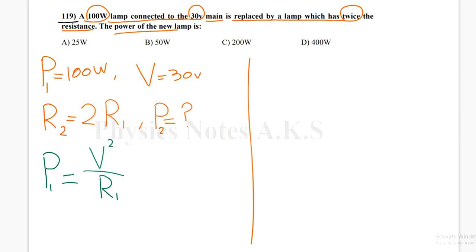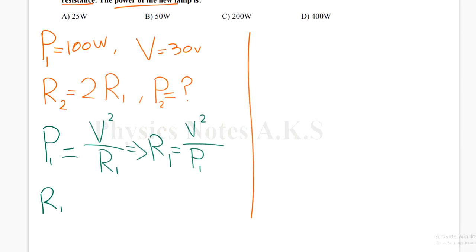R1. Okay, I have the P1, I have the V, so I can find R1, which is V squared over P1. Which is going to be here R1. Okay, let me go up a little bit. Equals 30 squared over 100, which is 900 over 100, which means R1 equals 9 ohm.